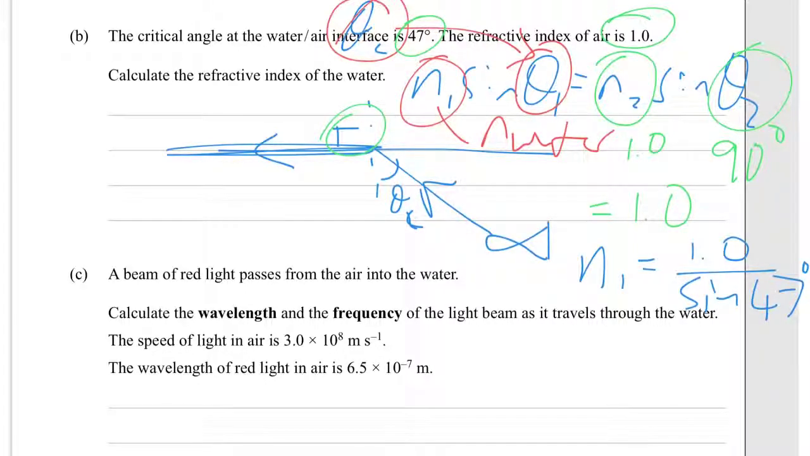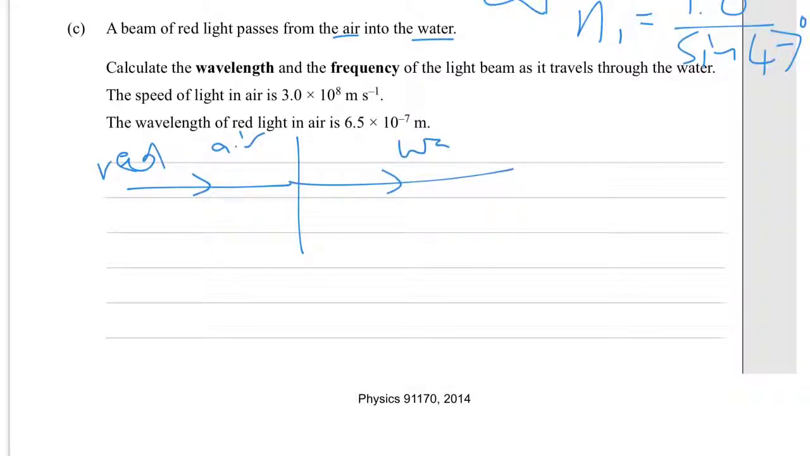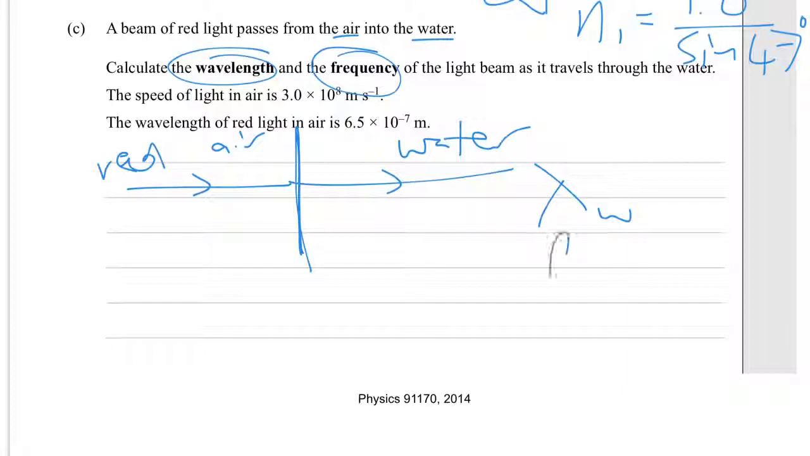C, a beam of red light passes, let me just move this so that we're not distracted by the clutter. Beam of red light passes from the air into the water. Calculate the wavelength. Let's draw this. Red light, I'll just say it's red even though it's blue, passes from the air into the water. Okay, we're just assuming it's going straight through the boundary at the moment, not considering any refraction. We can modify a diagram later if we need to. Calculate the wavelength and the frequency of the light beam as it travels through the water. So wavelength in water and the frequency in water.